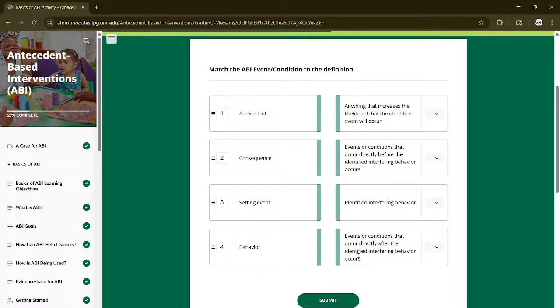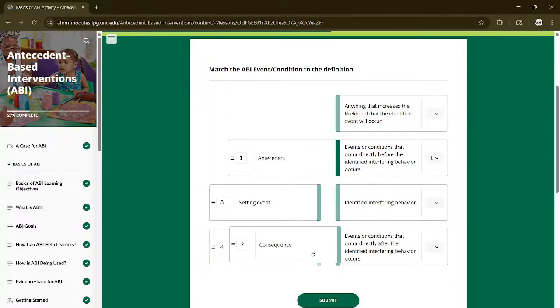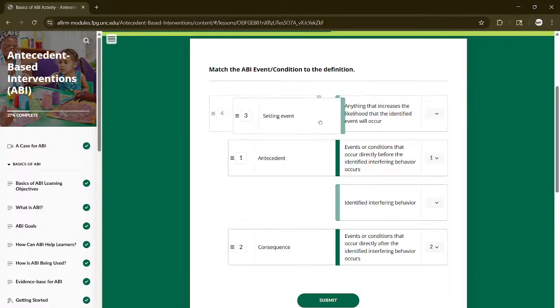Okay. So we read that something that occurs directly before would be the antecedent. Something that occurs directly after will be the consequence. We can conclude that anything that increases the likelihood that the identified event will occur is the setting event, and the other is the behavior.